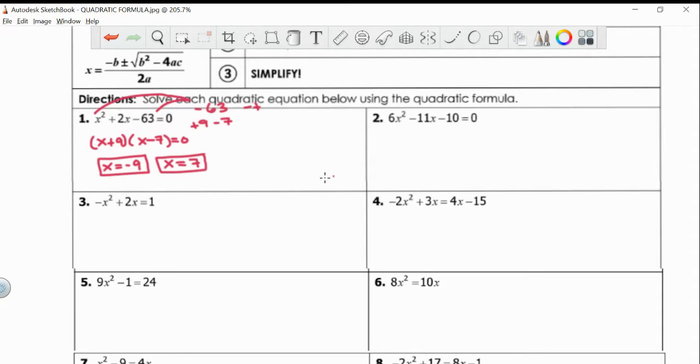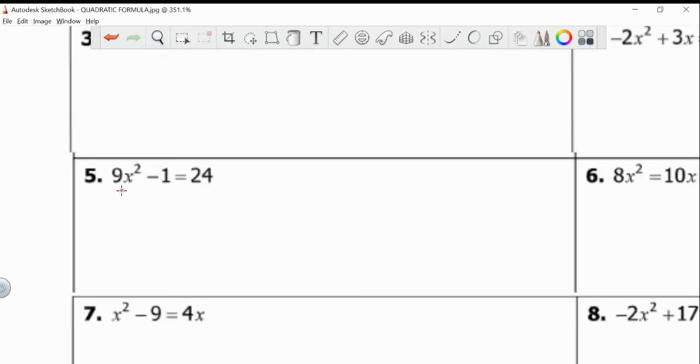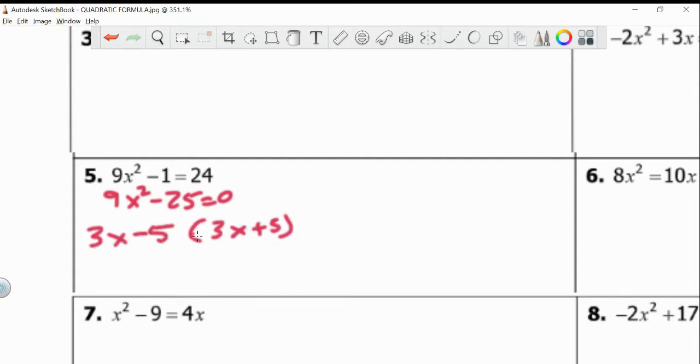It would take us a little while to move everything to one side. If you look, for example, at number 5, we would have to move the 24 over to this side. We'd have 9x squared minus 25 equals 0. That looks like a difference of squares. We would get 3x minus 5 and 3x plus 5. And then we're able to get our answers. x equals add 5, divide by 3, so 5/3. x equals subtract 5, divide by 3, so minus 5/3.